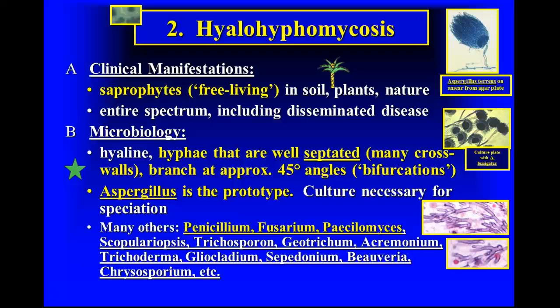This is Aspergillus terreus with his rows of conidia on the plate. This is a fruiting body. And this is Aspergillus fumigatus with a thinner base to the vesicle.